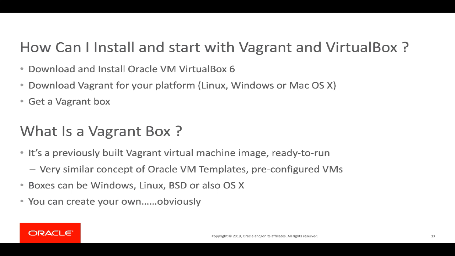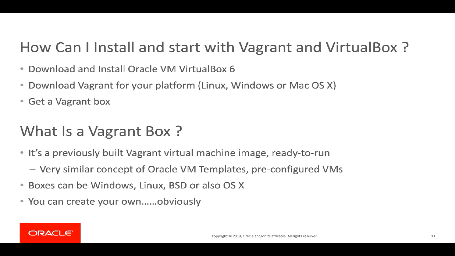Let's now deep dive into some concepts related to this solution. Obviously, maybe the first question could be how can I install and start with Vagrant and VirtualBox? The only requirements at the end are to download and install Oracle VM VirtualBox 6, the latest release available today, and at the same time download Vagrant for your own platform. And the cool point here is that both Oracle VM VirtualBox and Vagrant are available for all the main x86 operating systems.